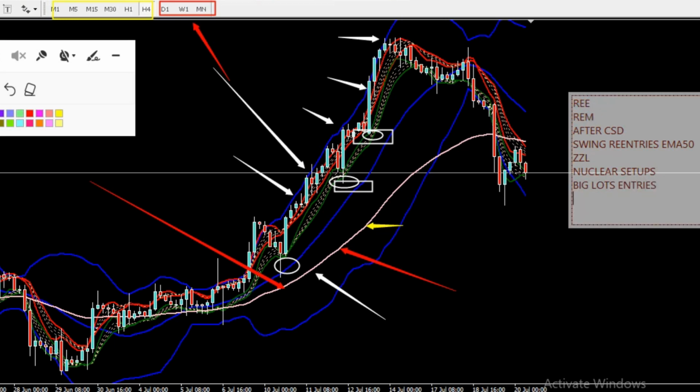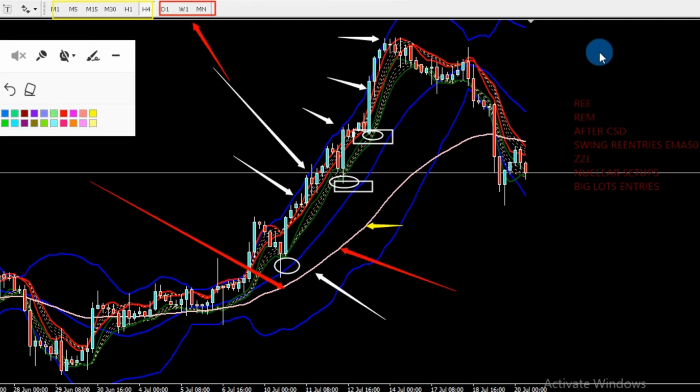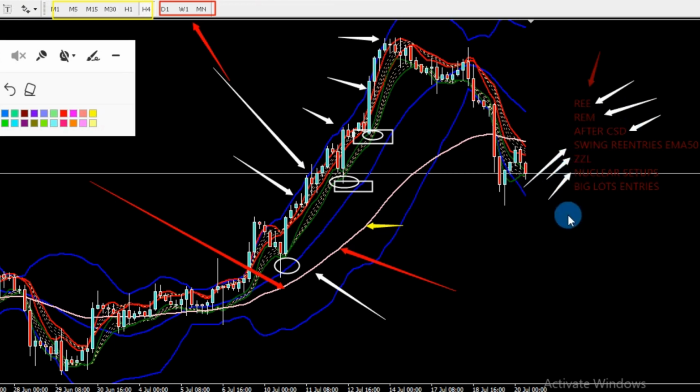So mostly students are getting confused when they are making entries on REM, REE, entry after CST, swing, zero zone loss, nuclear, big lots, BMWs, etc. Many more re-entries. There are several types, but they are beginners, and you haven't mastered the BBMA strategy.